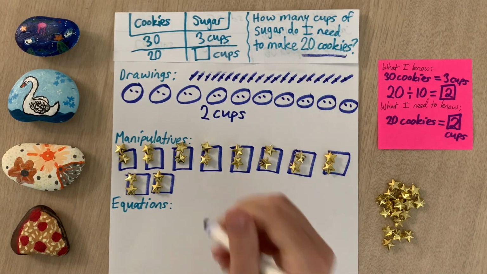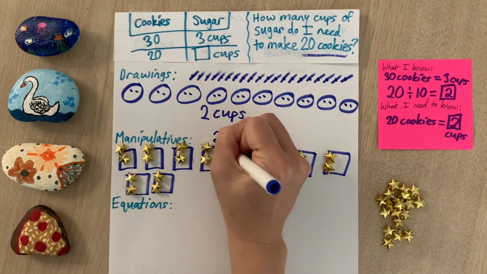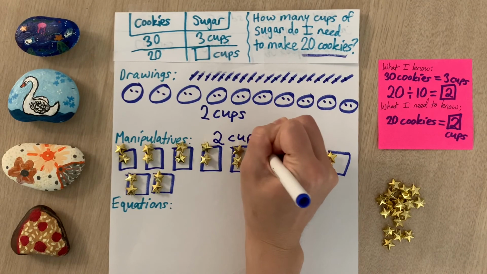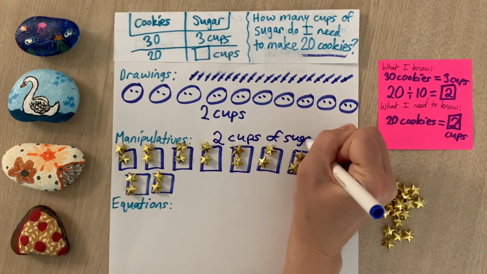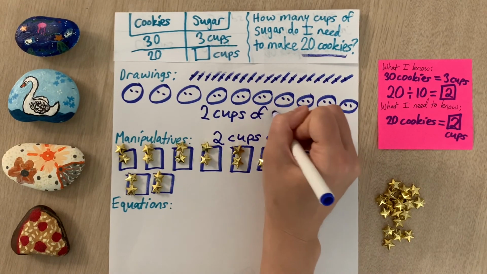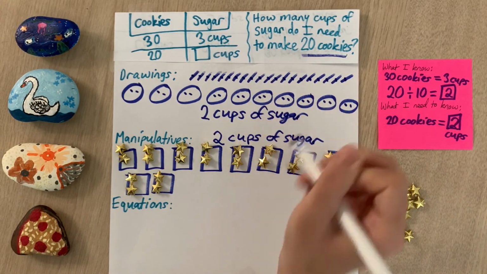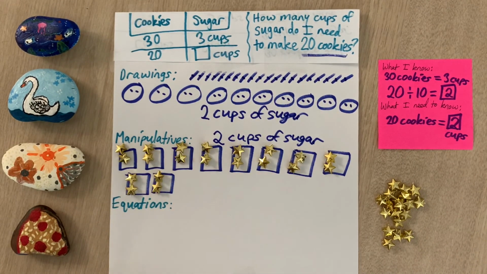They all have 2 in each group. So 2 is going to be our answer. And we have to make sure we include our units too. Our units are cups of sugar, or 2 cups. And you could add of sugar if you want. Okay, so notice that these are the same answers. Both times we got 2 cups of sugar.